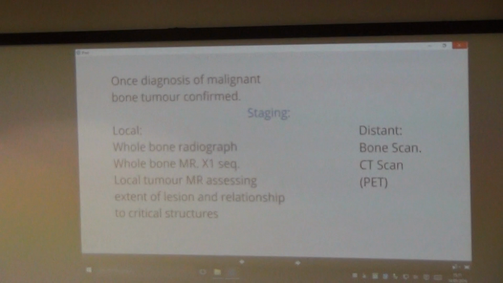And as we said already, we're all surgeons, right? So therefore, it's somewhat thick, and education is repetition.